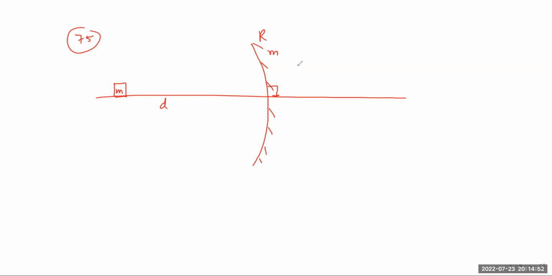The block is pushed at t equals 0 towards the mirror so that it starts moving towards the mirror at a constant speed v, and collides with it. It is a perfectly elastic collision. So in case of collision of equal masses, what happens? The velocity gets transferred, right? Yes. Up to d by v time.